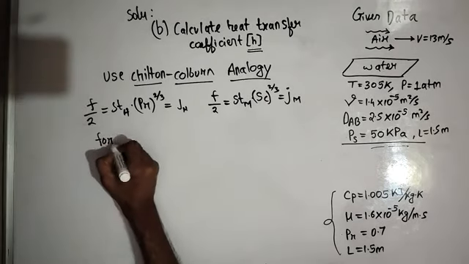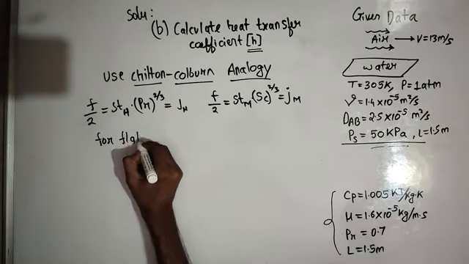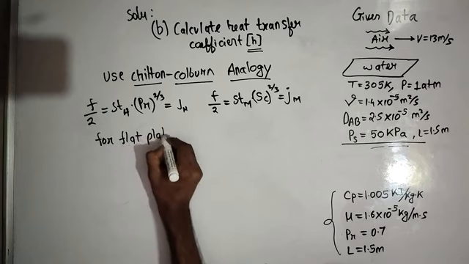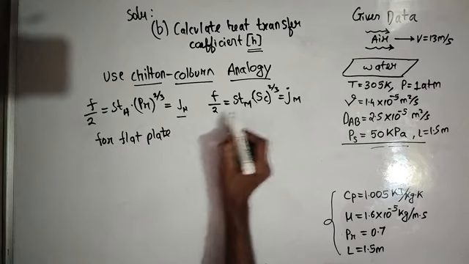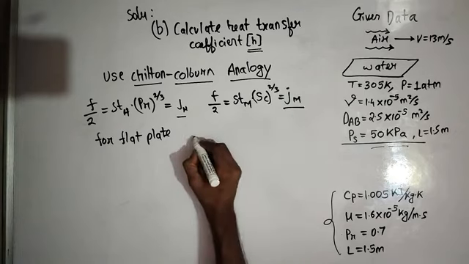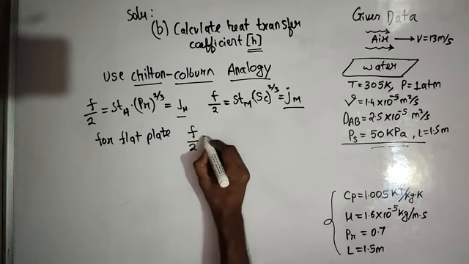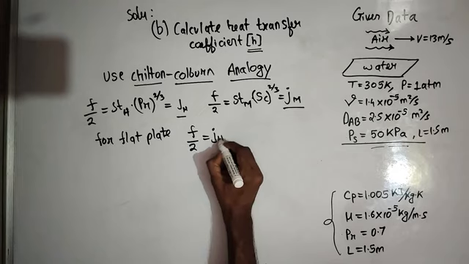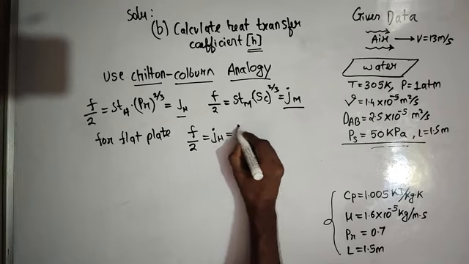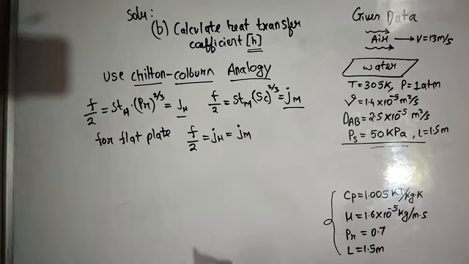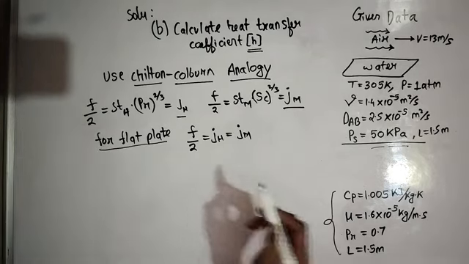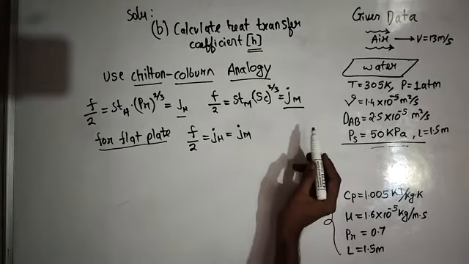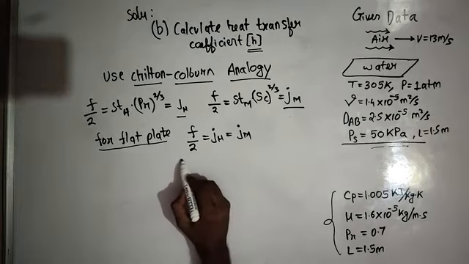For flat plate, these J factors are equal, so f by 2 equals JH equals JM. This condition is valid for flat plate. So in our question we have been provided a flat plate, so we will use this relation.